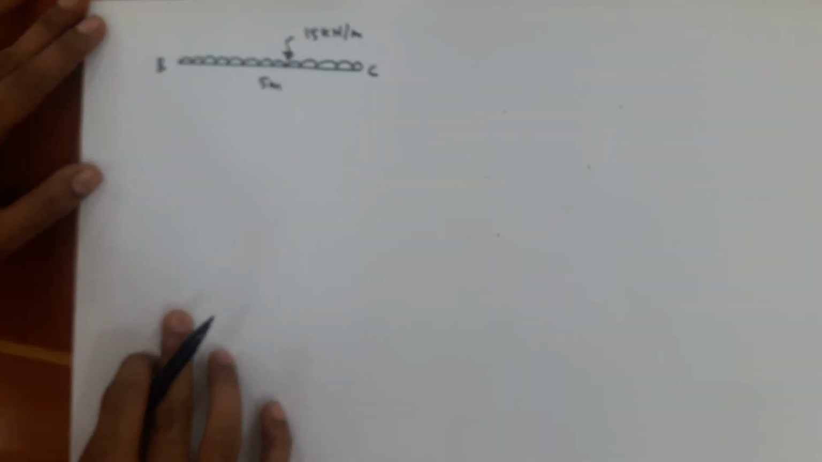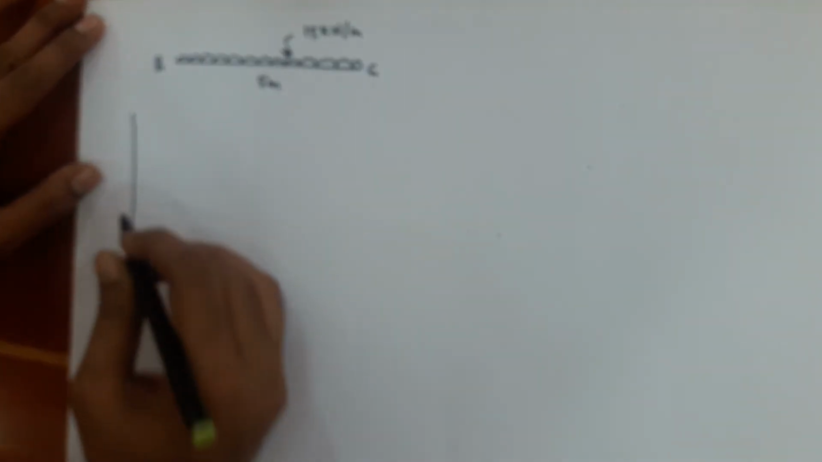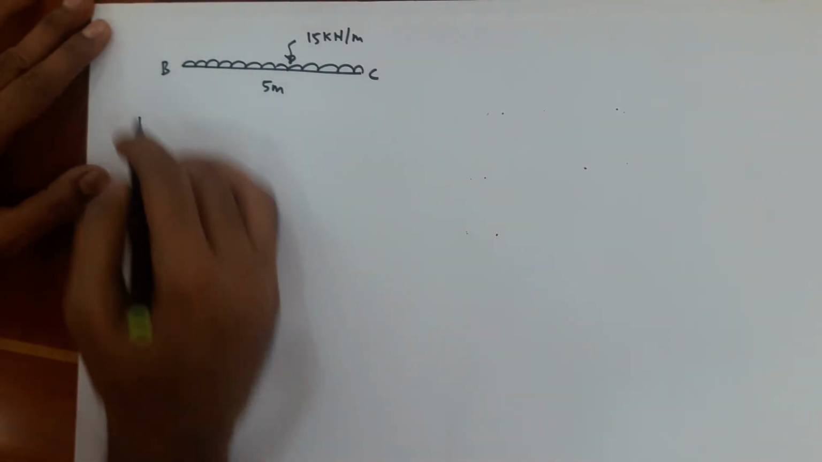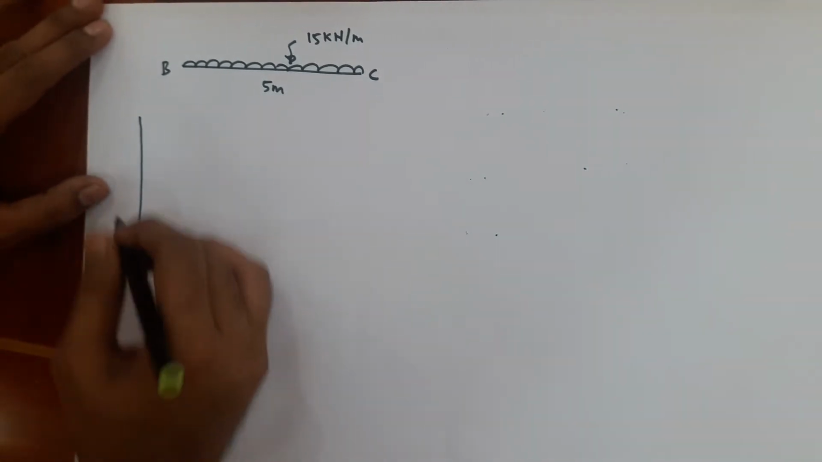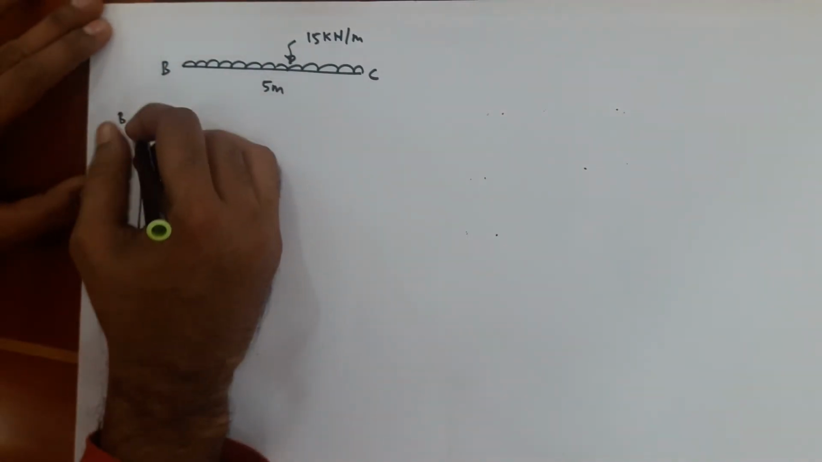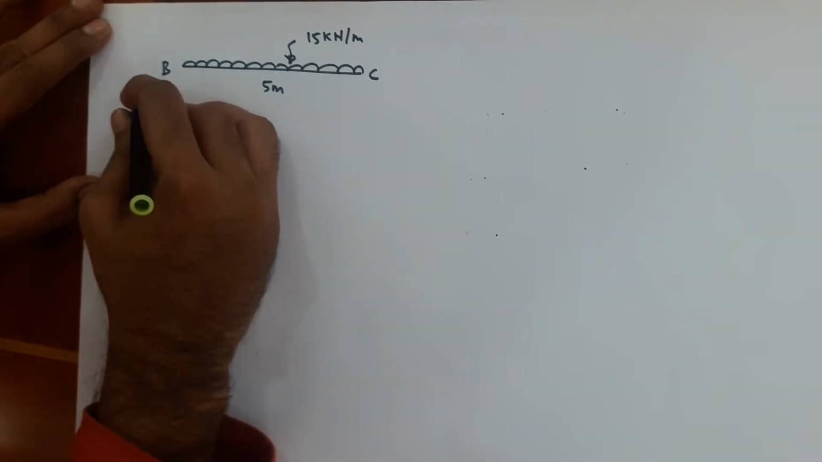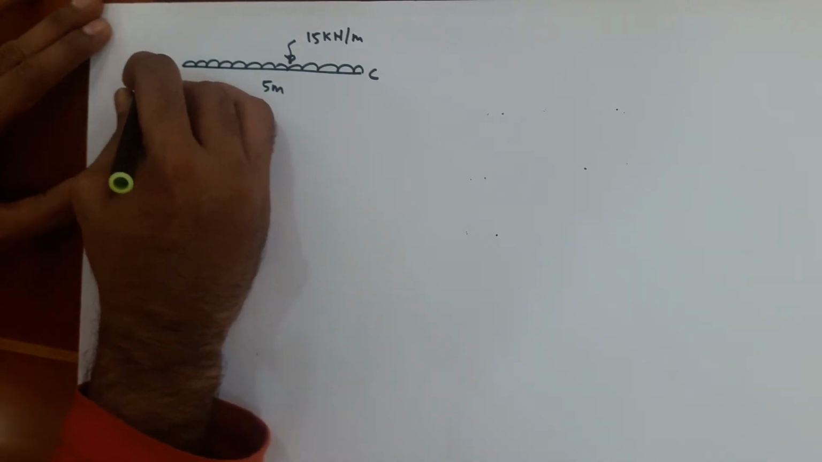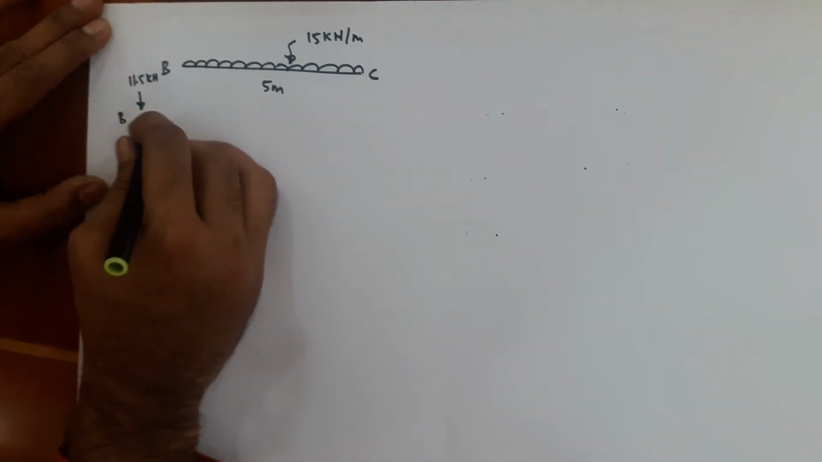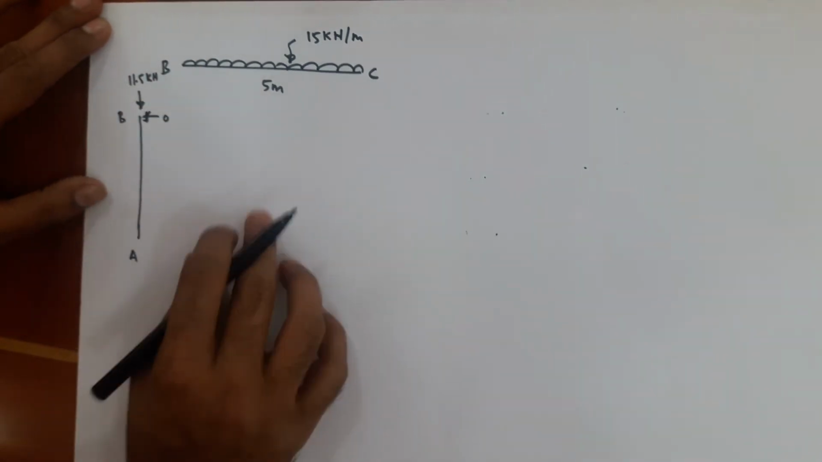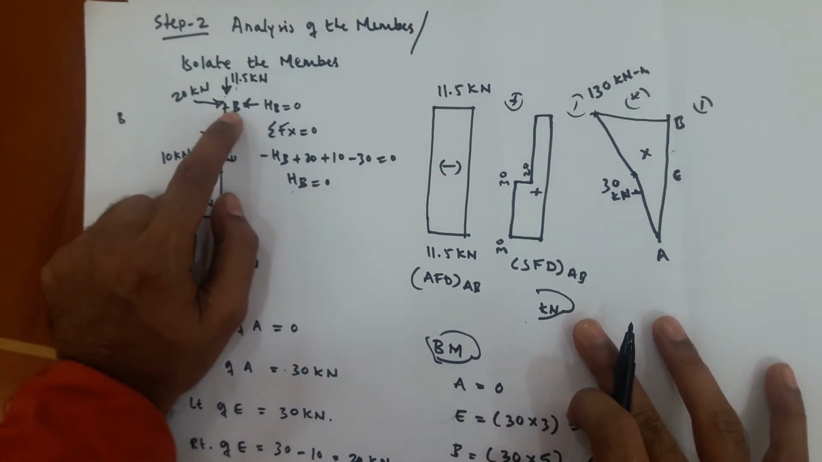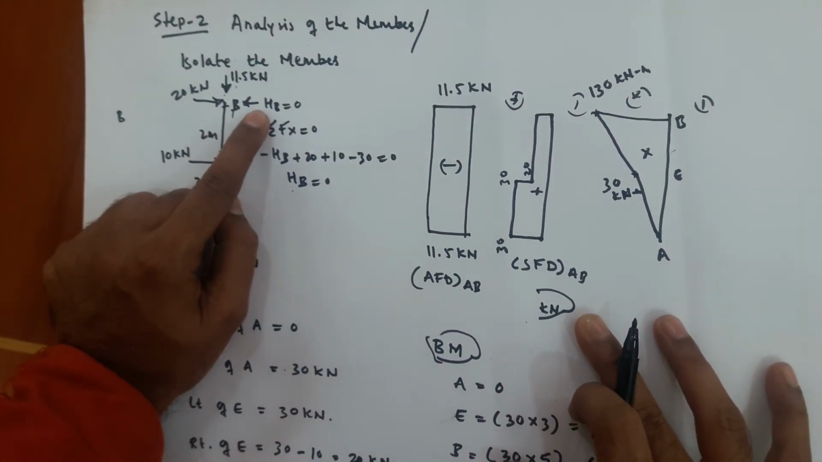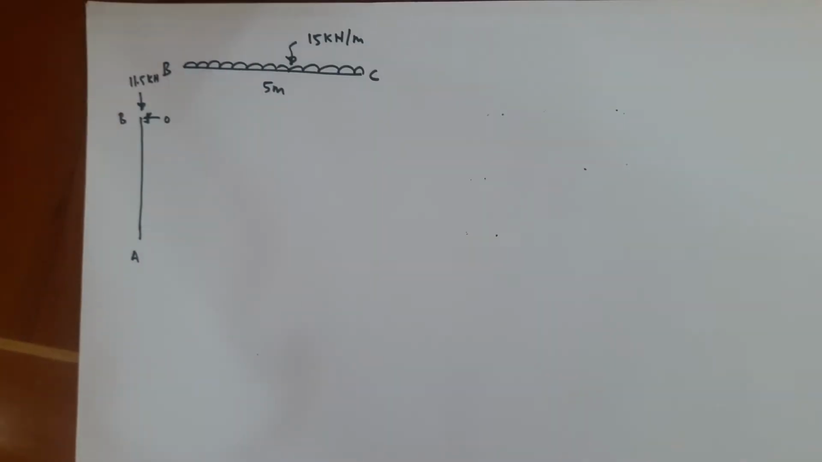Now we have to first make the equilibrium of joint B. We know from member AB we have a reaction here. We have a vertical reaction which is downward, 11.5 kilonewton. The horizontal reaction we have calculated is 0. We have calculated this in the previous member, the vertical reaction at B and the horizontal reaction at B, which is equal to 0. The same thing you show here.